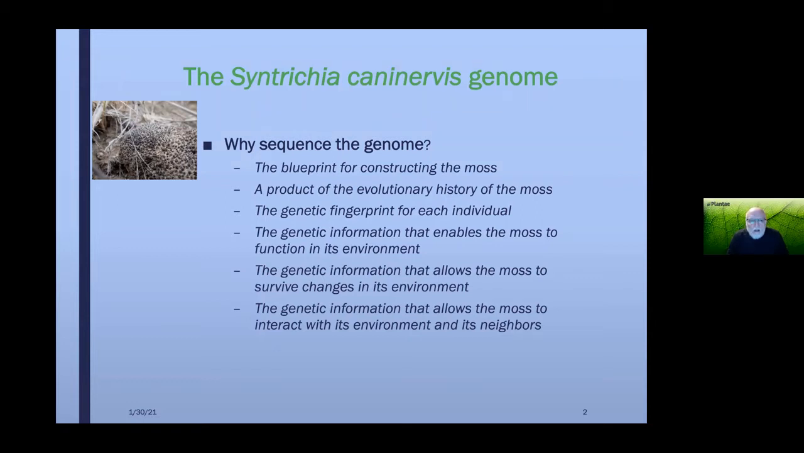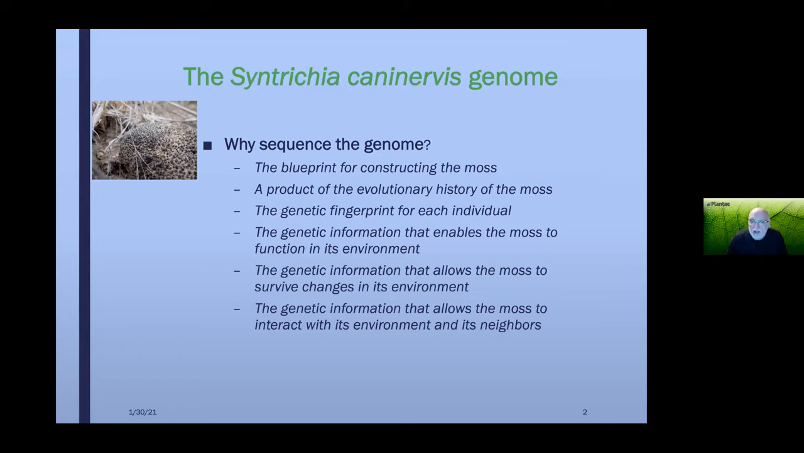So you can start looking for parts of the genome that are involved in development or in any aspect of the biology of the moss. It's also a product of the evolutionary history of the moss, and you'll be learning more about that in the workshop as we go forward. So by having one standard genome that you've sequenced from an individual, you can start to look at that evolutionary history of the moss by following that through different individuals and species.